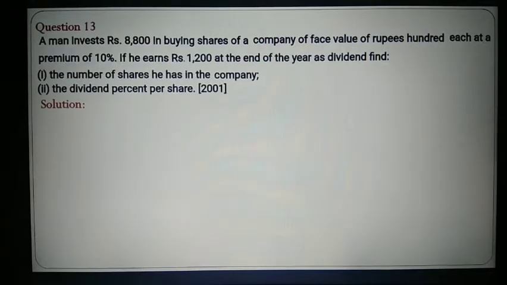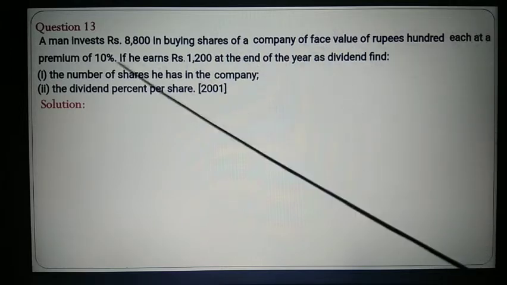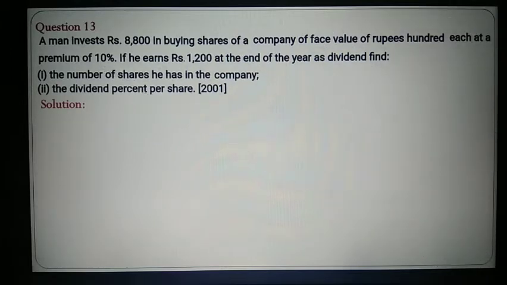Okay, let's try to understand the next question. A man invests rupees 8800 in buying shares of a company of face value of rupees 100 each. So face value is given to be rupees 100 and total investment is given to be 8800, and it is given at a premium of 10%. Okay, so your MV, that is market value, is going to be plus 10% of your face value.